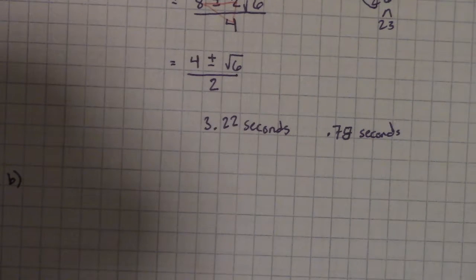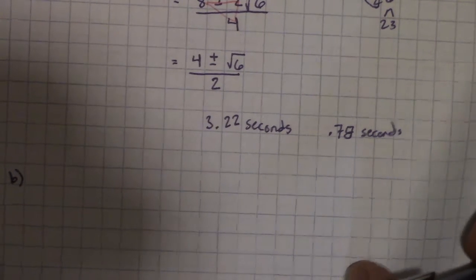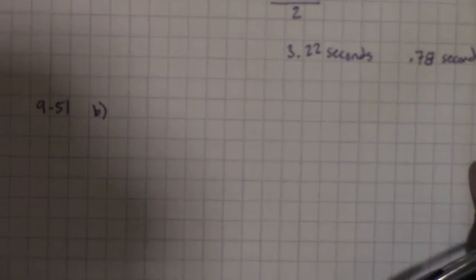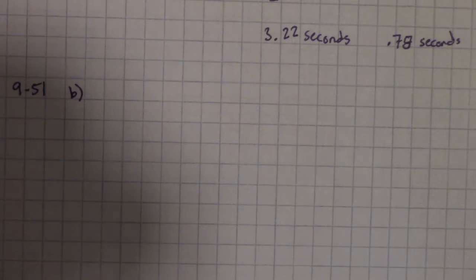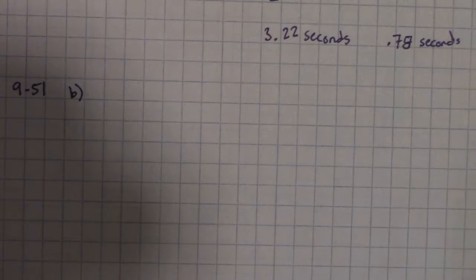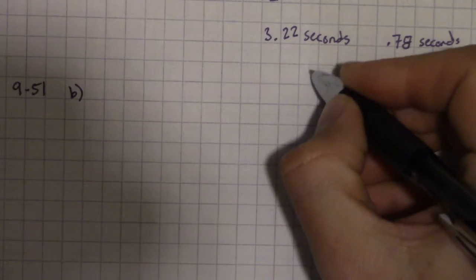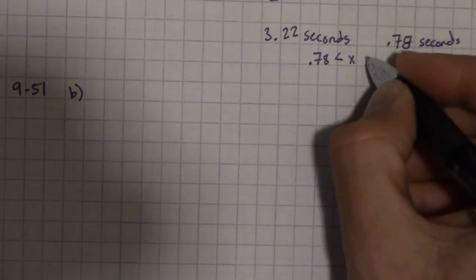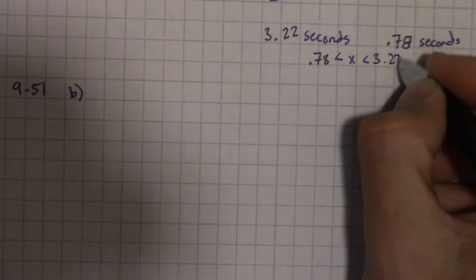Now I'm going to finish up 951B, and I'm going to take a look at the following details. First up, they ask, just to go back to part A, to write the inequality for the solution of our number line. Basically, it's just the inequality between these 2 points. Between those 2 points is when I'm hidden, so we might be able to say something along the lines of 0.78 is less than x is less than 3.22.